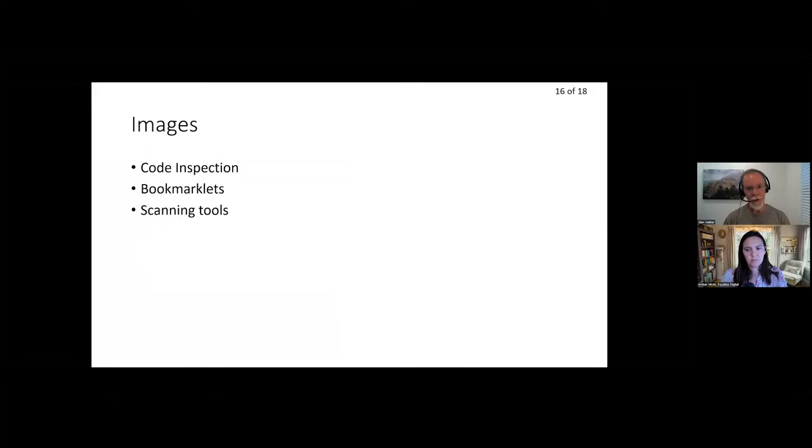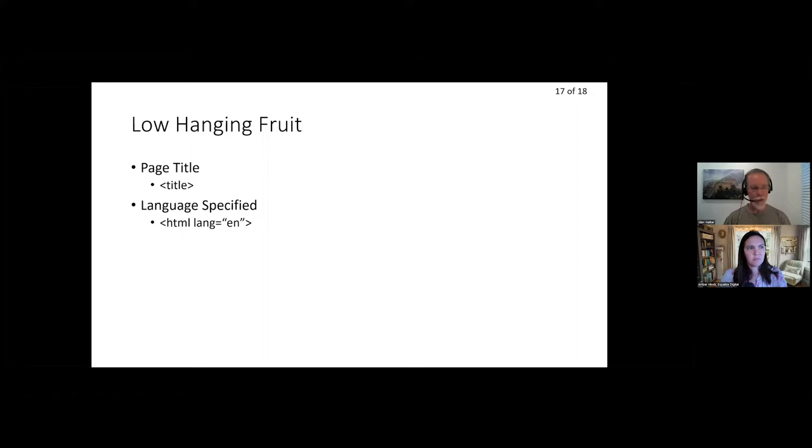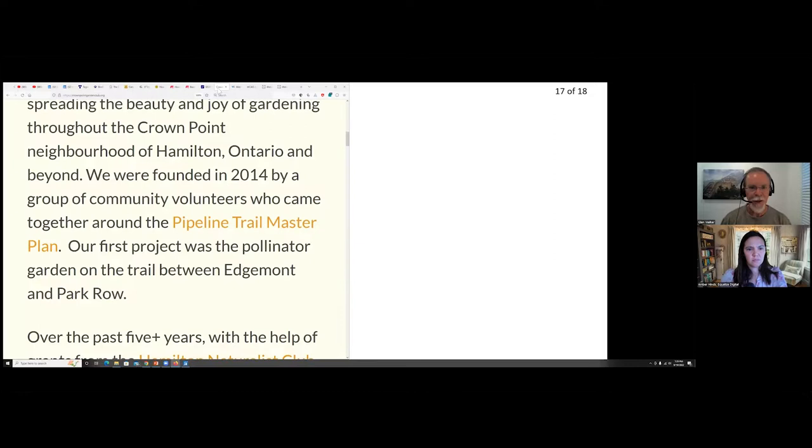Images, we kind of talked about images already. Code inspection, bookmarklets, scanning tools. It's not the last one to do, but it is there. Low-hanging fruit, this is simple stuff you can test. Make sure the page has a title. Look at the browser tab. For this one, if I hover over the tab, it says Crown Point Garden Club growing in East Hamilton. Well, it has a page title. Great, check, that one's done.